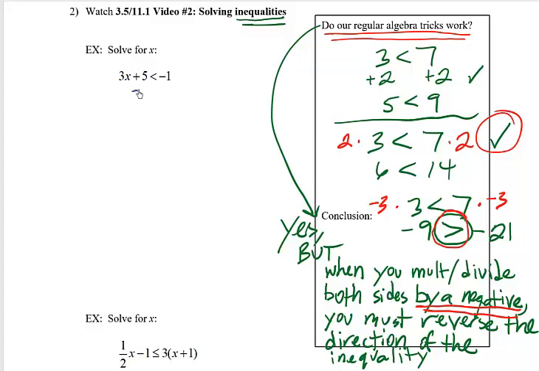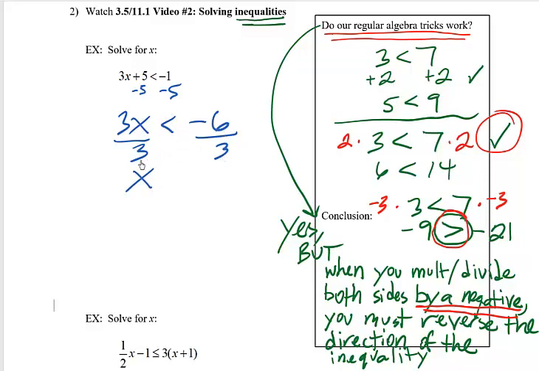Of course, what am I going to do? I'm going to subtract 5 from both sides. Subtraction is just fine. No flipping of the symbol is necessary when you do subtraction. The only time to be concerned is when you start multiplying and dividing. Like here, I am dividing. Is this a time where I need to flip around the inequality symbol?